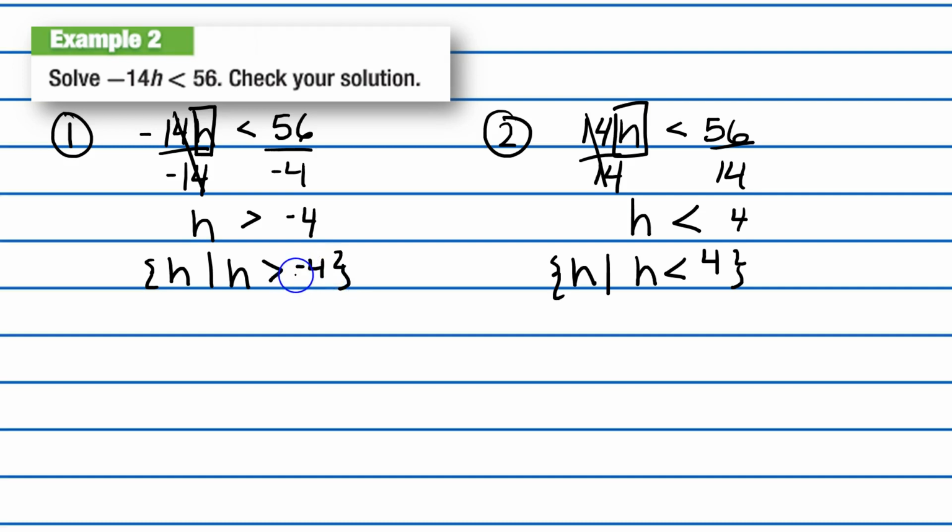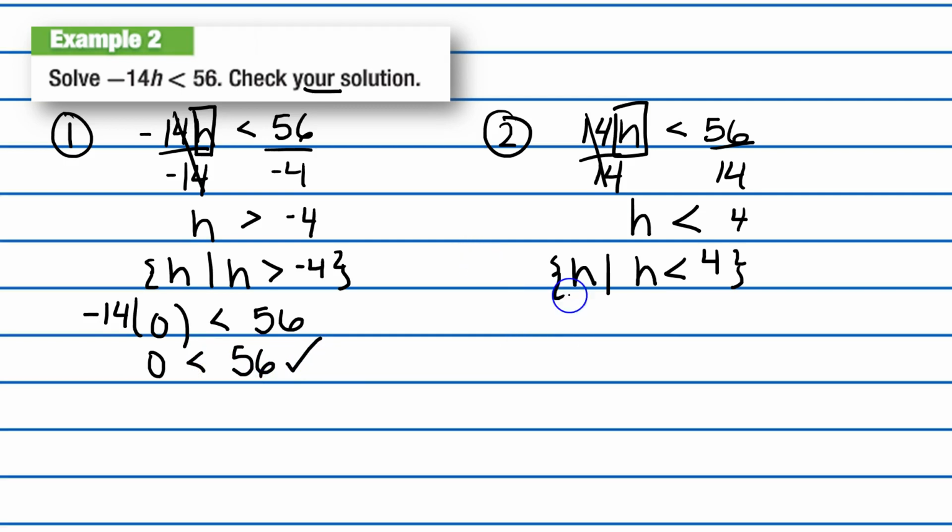Alright, so let's just plug in some numbers to check the solutions, because you're probably still wondering why we switch our sign. So let's check out negative 14h, and h has to be greater than negative 4. Well, a number greater than negative 4 is 0, so I like that one. Always use 0 when you can. Just makes it easier. So 0, because negative 14 times 0 is 0, is less than 56.